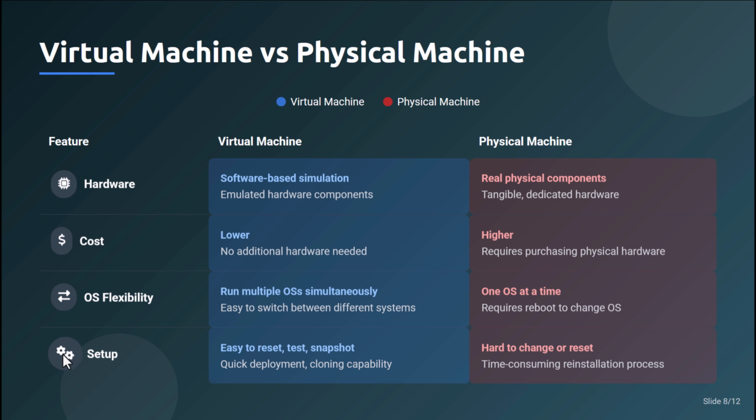Next is setup. Physical systems are harder to change and maintain. VMs are easy to set up, take a snapshot and reset, perfect for testing and learning. So while both have their uses, for learning, flexibility and saving money, virtual machines are the clear winner.